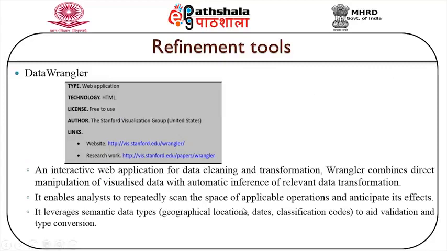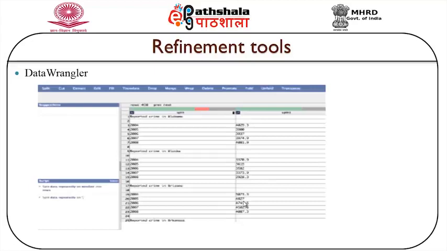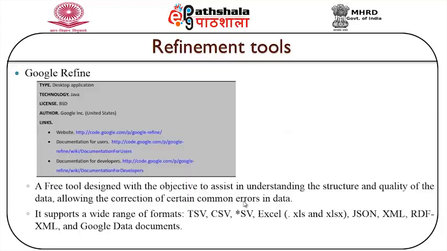Refinement tools. Data Wrangler, an interactive web application for data cleaning and transformation. Wrangler combines the direct manipulation of visualized data with the automatic inference of relevant data transformation. It enables analysts to repeatedly scan the space of applicable operations and anticipate its effects. It leverages semantic data types, geographical locations, dates, classification codes to aid validation and type conversion. So, this is an example screen of the Data Wrangler, which is used as a refinement tool.